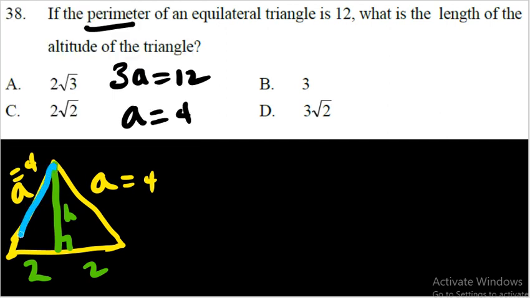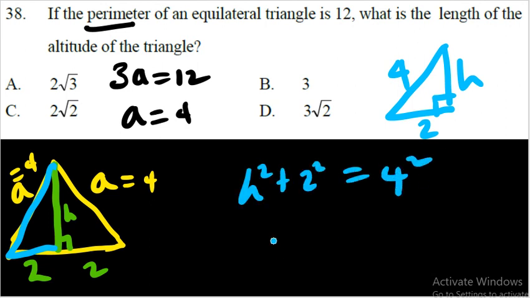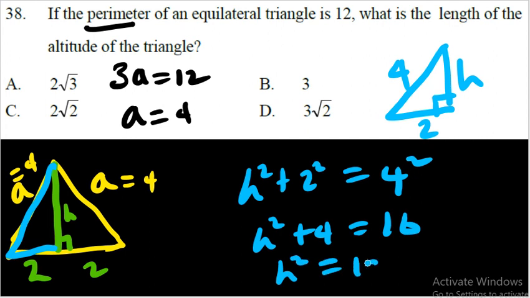I can consider this right angle triangle and detach it to see it separately. There is a right angle triangle, one part. This is 4, this is 2, and the altitude we need, and there is a 90 degree angle here. So we can apply the Pythagoras theorem. The two legs are the shorter sides, 2 and h, and the hypotenuse is 4. So h square plus 2 square is equal to 4 square. So h square plus 4 is equal to 16. I can shift the 4 to the other side. h square is equal to 12.